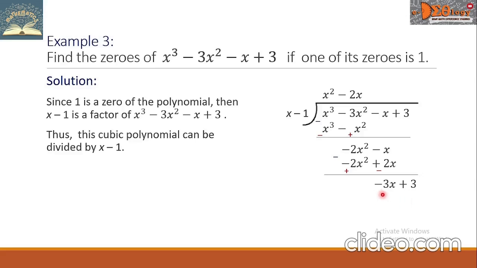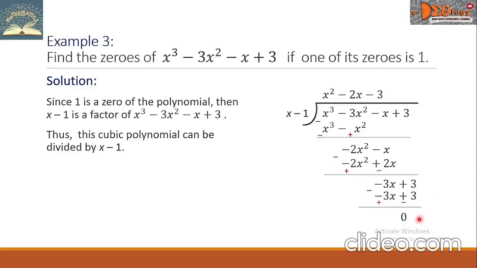Now we divide negative 3x by x. The answer is negative 3. Then we multiply negative 3 to each of the terms of the divisor. We write the answer down here. So we have negative 3x plus 3. Then we subtract. Again, we change the sign of the terms of the subtrahend. Then we add. Negative 3x plus 3x will cancel out. Positive 3 plus the negative 3 is 0.